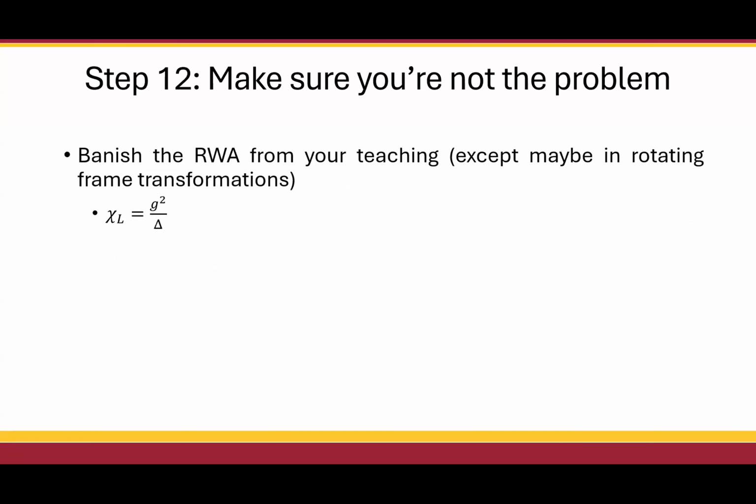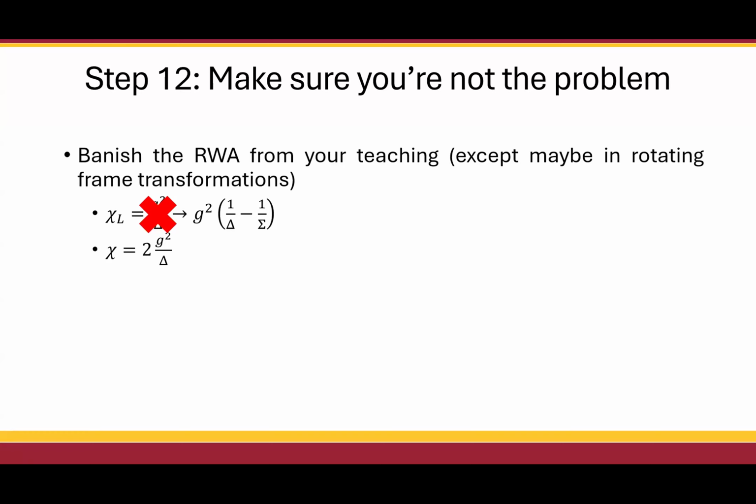All right, who here has seen this expression for the Lamb shift or the punch-out shift? G squared over delta. Okay. That's wrong. It's G squared over delta minus G squared over sigma, where sigma is the sum frequency of the qubit and resonator. And this is because g squared over delta is what you get if you take the rotating wave approximation. If you take a charge-charge interaction and throw away the energy non-conserving terms. But you shouldn't do that.